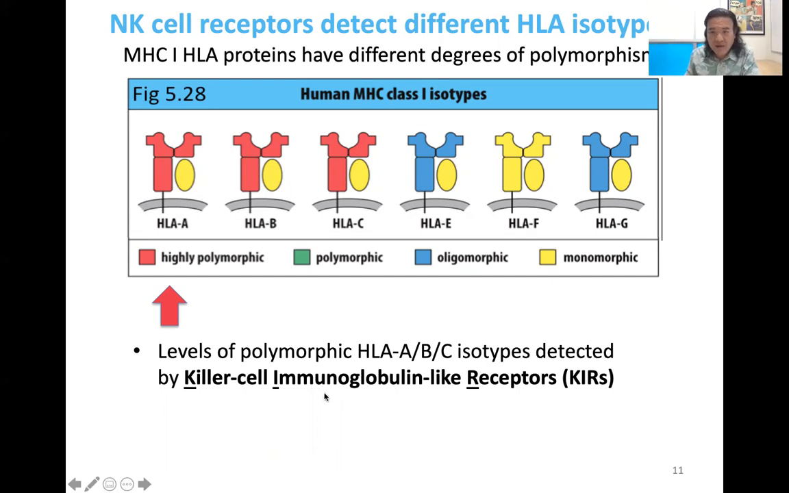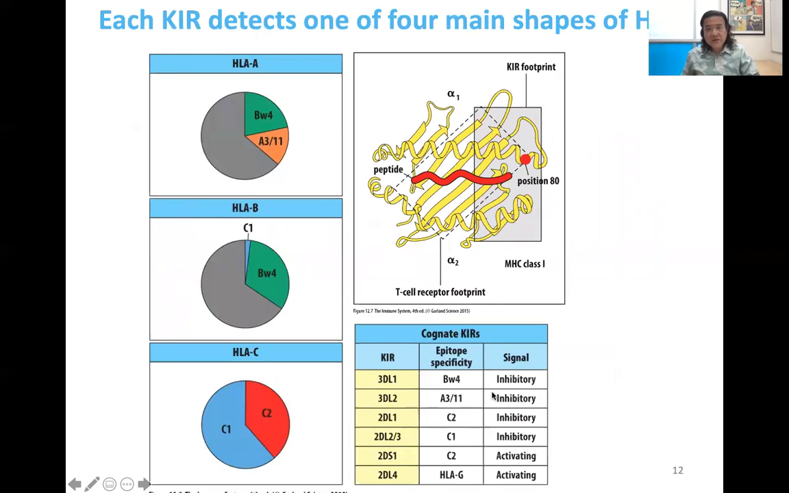So there are other NK cell receptors that detect these more highly polymorphic HLA types. And those types of receptors we call the KIRs. They stand for killer cell immunoglobulin-like receptors. Right. So the way that these KIR receptors work is, I mentioned that some of these HLA genes, and so the shape of the HLA proteins that make up the shape of the MHC platforms on the surface of a target cell, are super polymorphic, right?